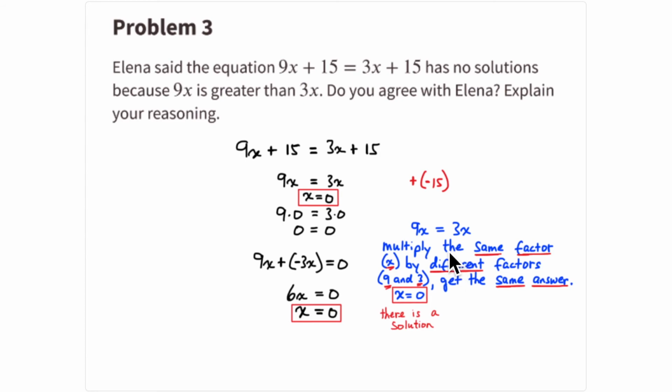So there is a solution. Multiply the same factor x by different factors, 9 and 3, to get the same answer. The only way you can do that is to have x equal to 0, so there is a solution. That solution is 0. So up here, 9 times 0 is 0, plus 15 equals 3 times 0 is 0, plus 15. 15 equals 15.